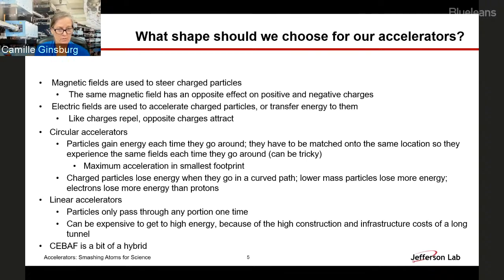Linear accelerators are in a straight line, so particles will only pass through any portion a single time. So you don't have to worry about the matching so much, but it can be expensive to get to high energy because then you may have to have a very long line of acceleration. And that's because of high construction costs for a tunnel and also infrastructure costs. CEBAF is a bit of a hybrid, and I'll get to that a little later.